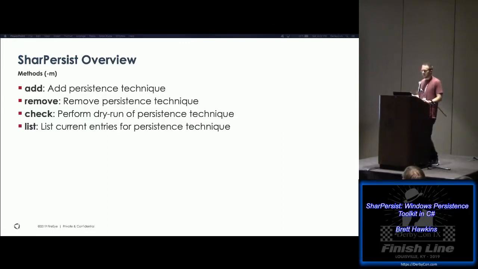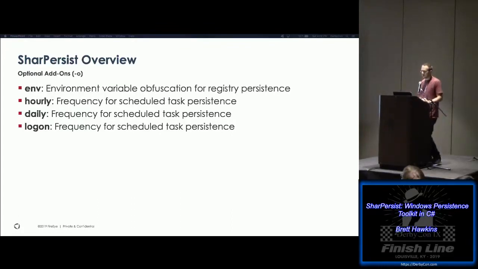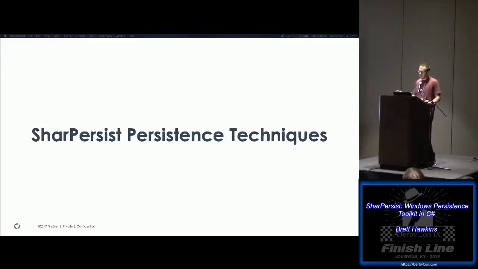And then there's a list method, which lets you list current entries for a persistence technique. So for example, if you want to list current entries in the HKCU run key, you can do that with the list method. And then the optional add-ons apply to just a few techniques. You're going to see the first one here in the demo. There's ENV. That's for environment variable obfuscation for registry persistence. Basically, rather than having your commands and arguments stored in the registry value, it's actually going to be an environment variable. And then the other 3 here, hourly, daily, and logon, are for specifying your frequency for the scheduled task persistence.